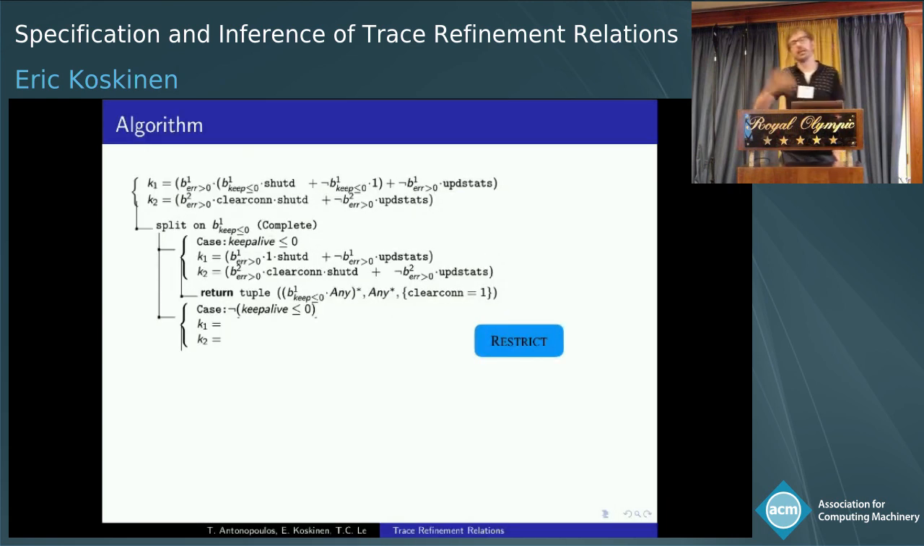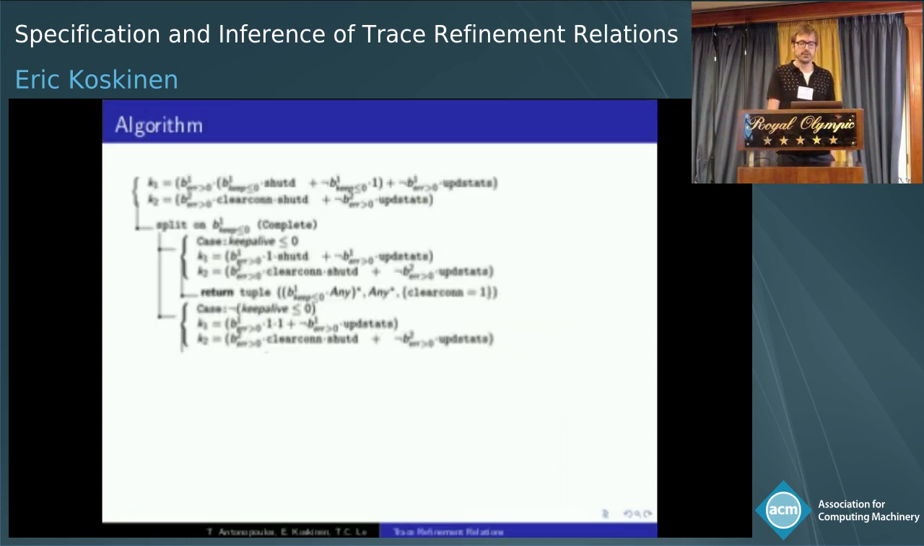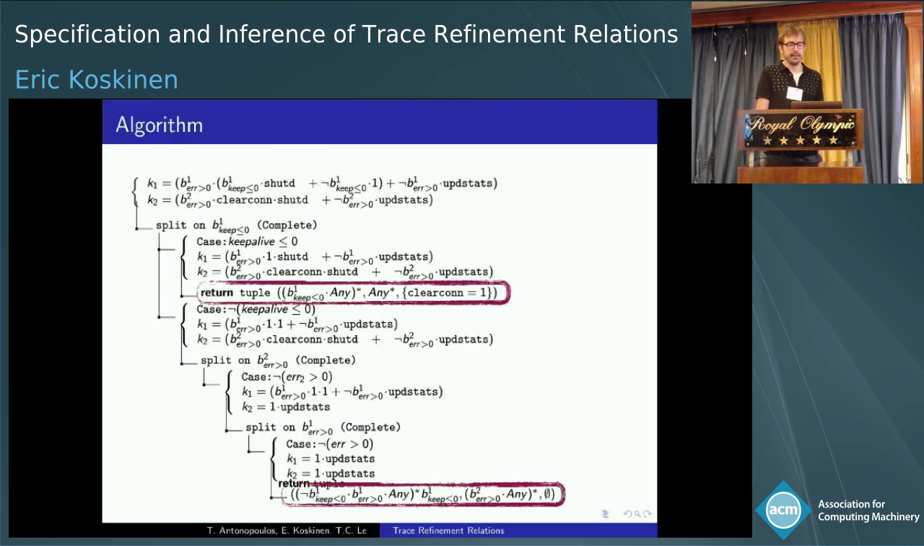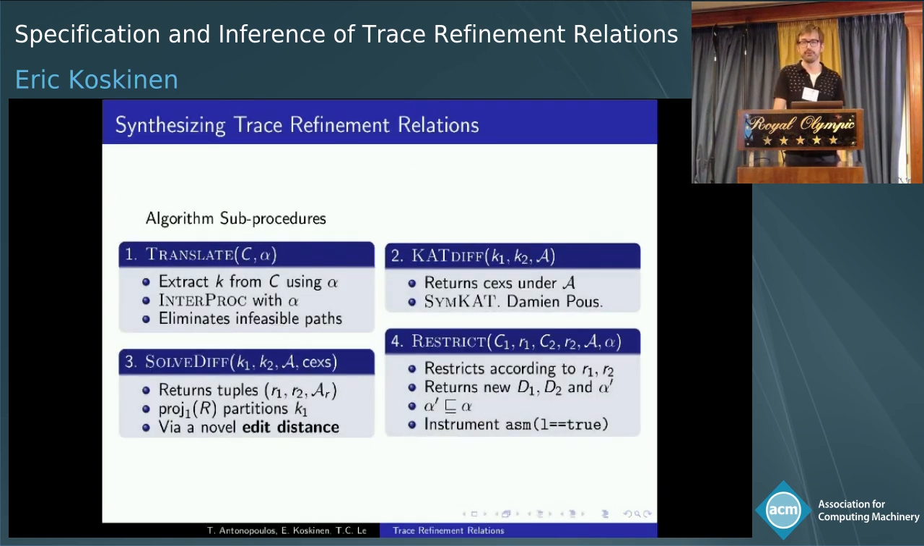Now we have to deal with the other case, which is when the keep alive is not less than 0. We proceed with that, and I won't go through the details, but we end up finding one other tuple that we can add to the trace refinement relation. I've skipped a lot of details here. The different sub-procedures can be found in the paper.